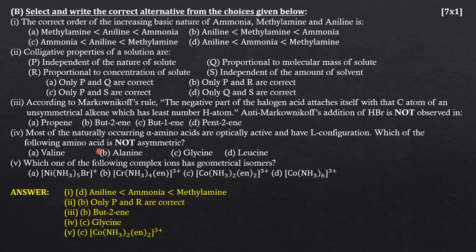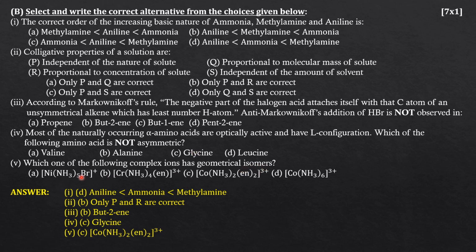Similarly, see number 4, acid is not asymmetric. This not is very important. So of all the 20 alpha amino acids which are necessary, including both essential and non-essential, only glycine is optically inactive. There is no chiral center. So this is a very important short question, very important information regarding amino acids.